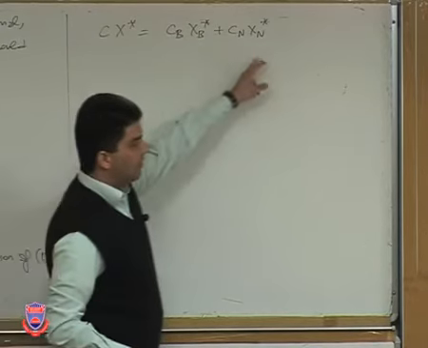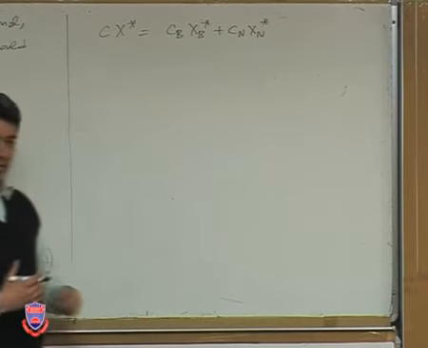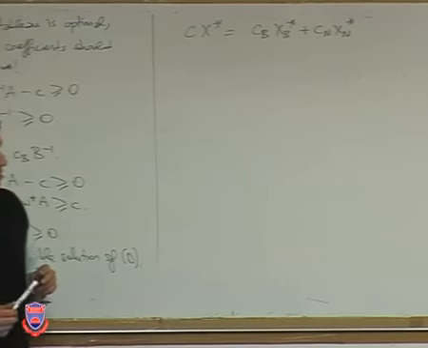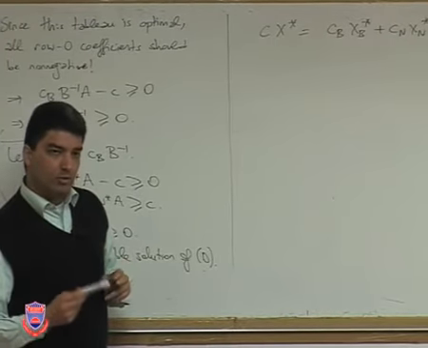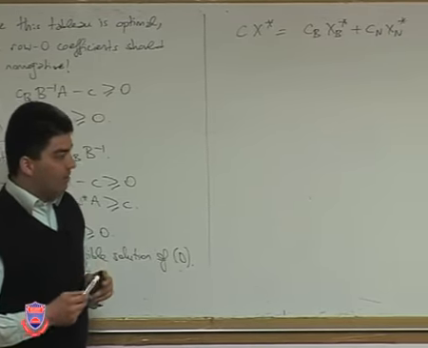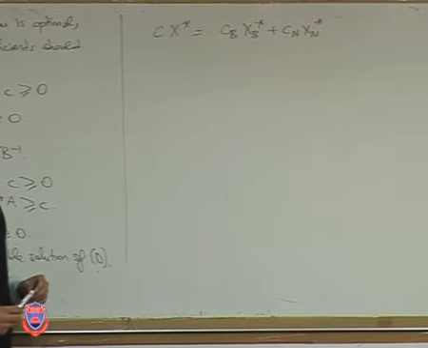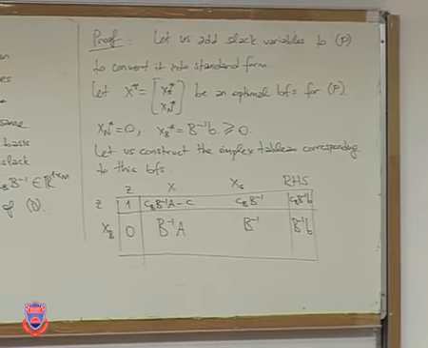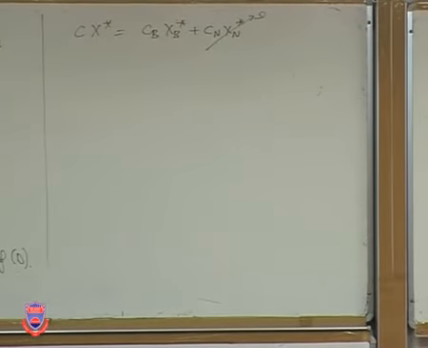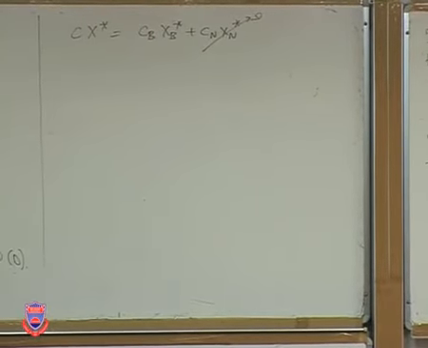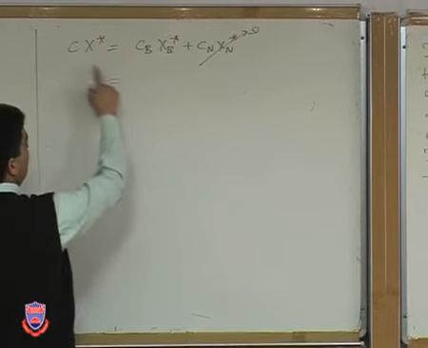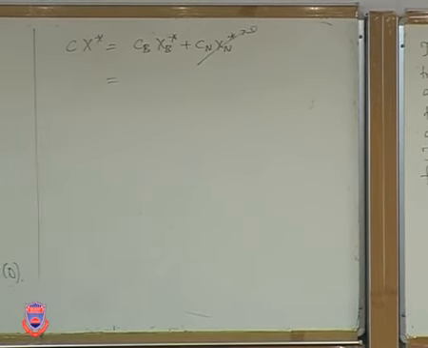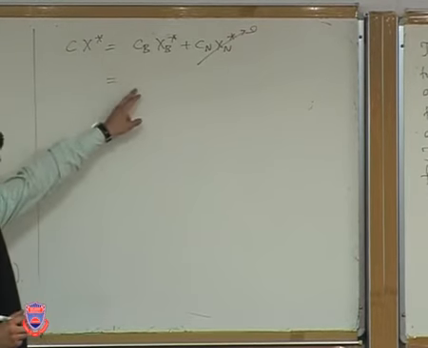What do I know about Xn star? Xn star are the non-basic variables. Their values are equal to... What are the values of non-basic variables? 0, exactly, right? So as a result, the second term actually disappears, right? Is everybody following? Okay. So the objective function value of the primal problem evaluated at the solution X star is actually given by CB times XB star, right? Okay.